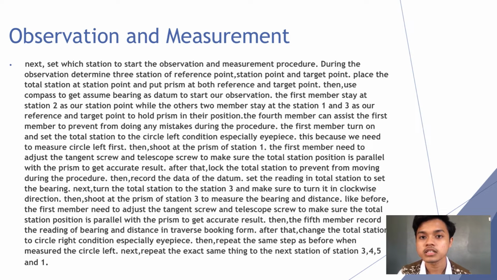After that, change the total station to circle left condition, especially the eyepiece. Then, repeat the same steps as before when measuring circle left. Next, repeat the exact same thing for the next stations of 3, 4, 5, and 1.